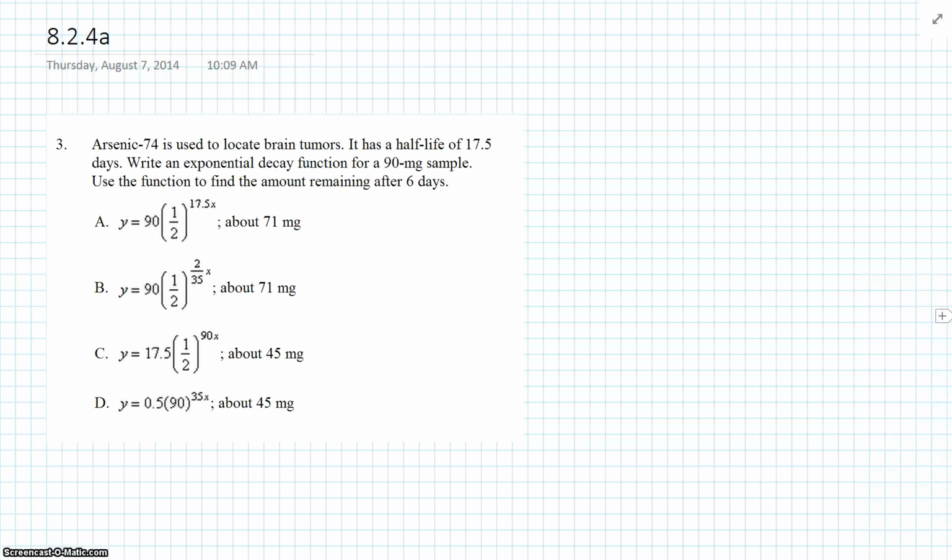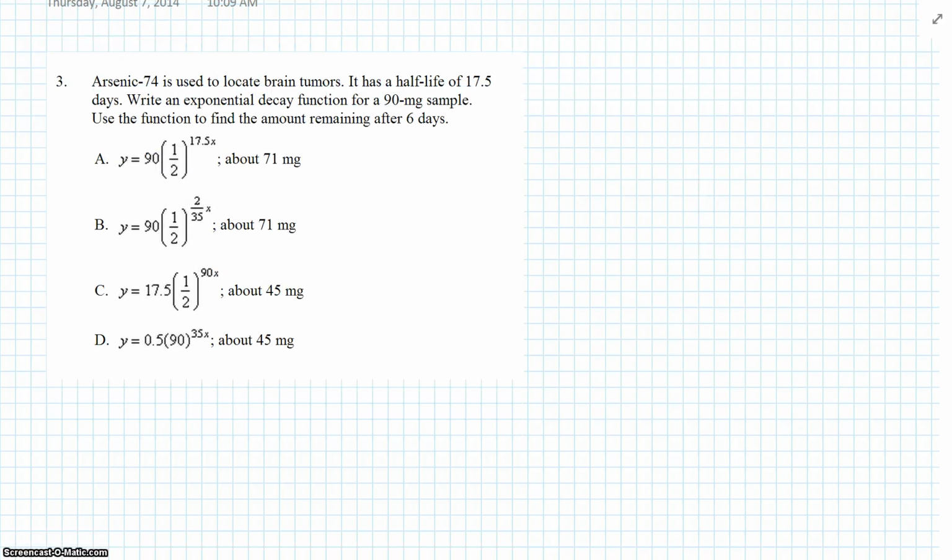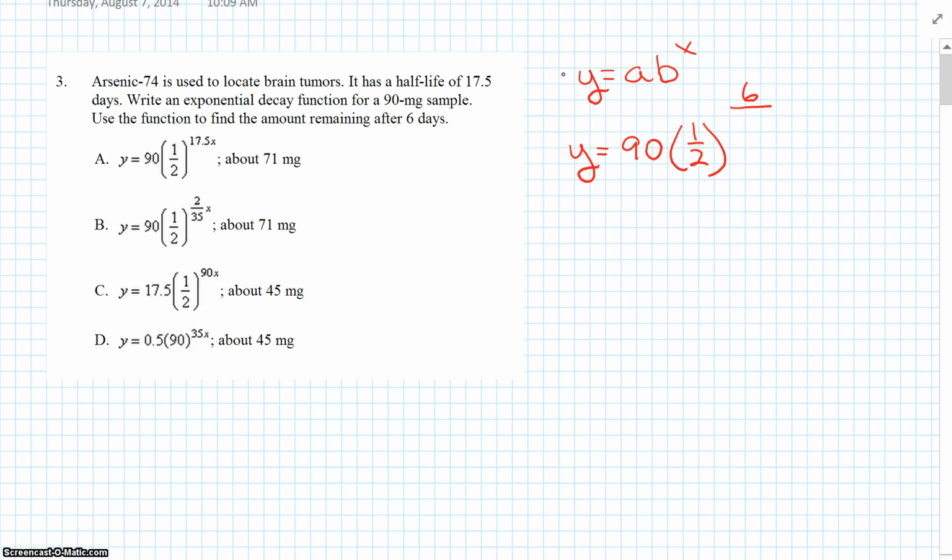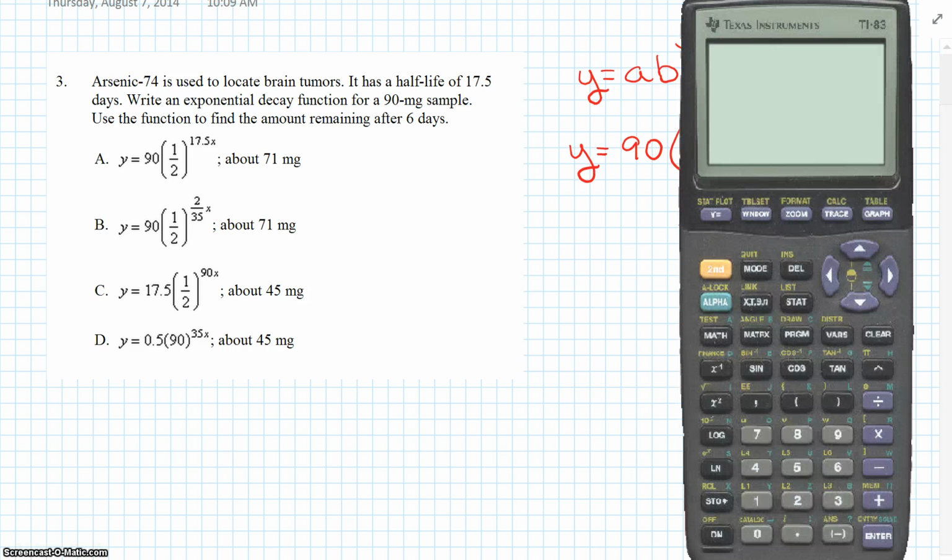So next example, arsenic-74 is used to locate brain tumors. It has a half-life of 17.5 days. Write an exponential decay function for a 90 milligram sample and find out how much is left after 6 days. So y equals a times b to the x power. Y equals, well, our sample size was 90. Our decay factor is 1/2. We're evaluating it after 6 days, but the half-life is 17.5. So there we have it set up right. And now we're just going to evaluate.